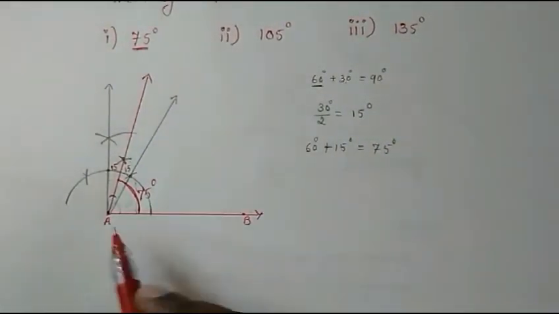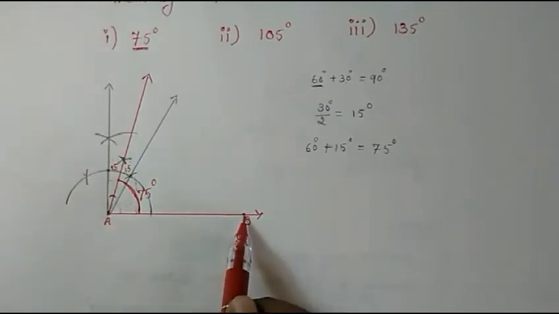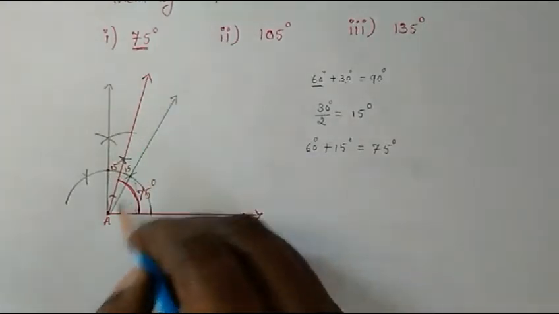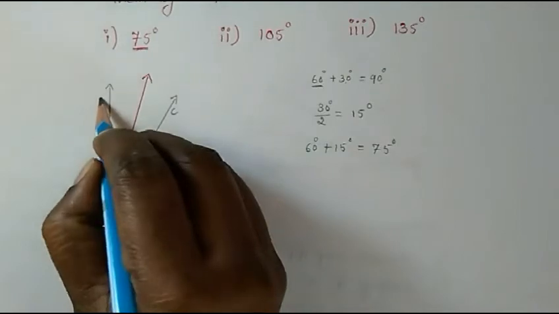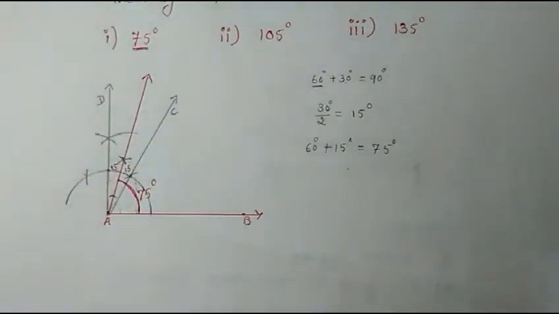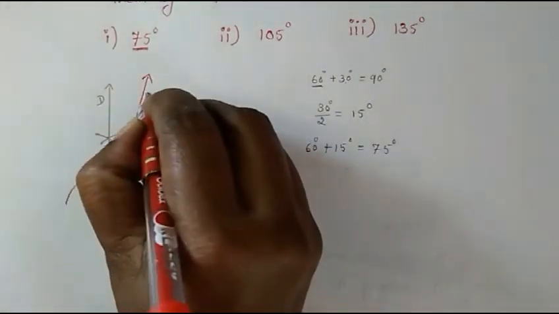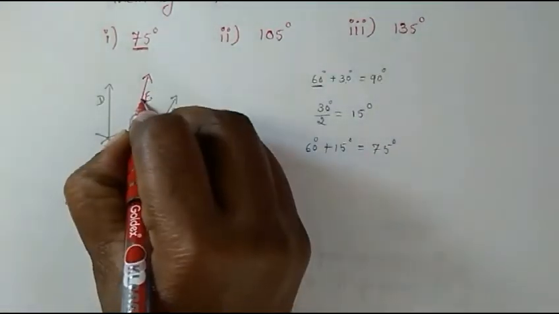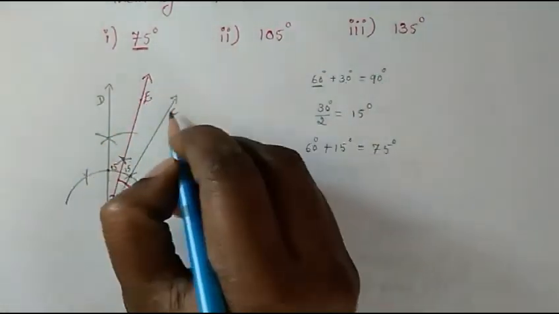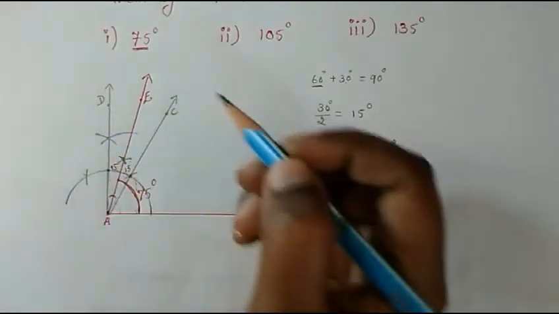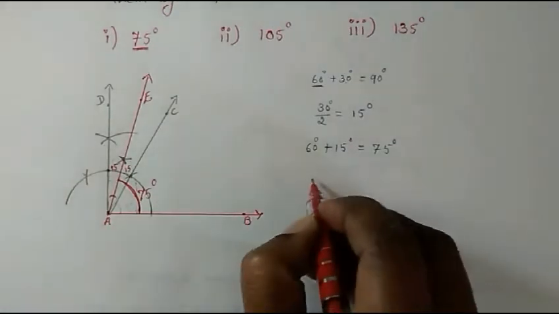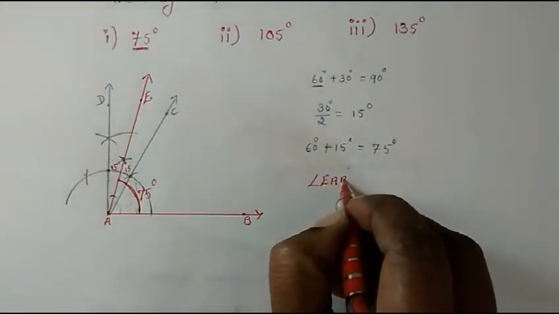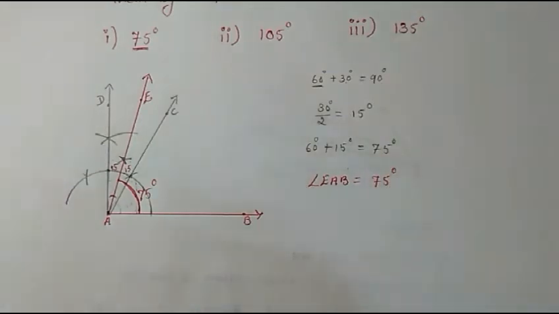Okay, so now we can name it. This is A, this is B. First we did which one? 60, right? A, B, this can be C, this can be D, and this one can be E. Okay, you can give the names. So now angle EAB is 75 degree.